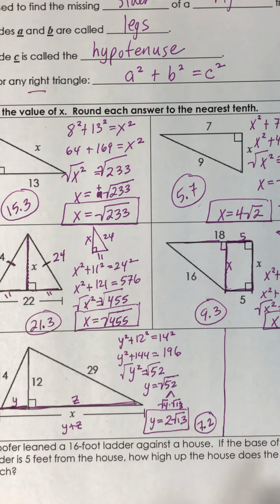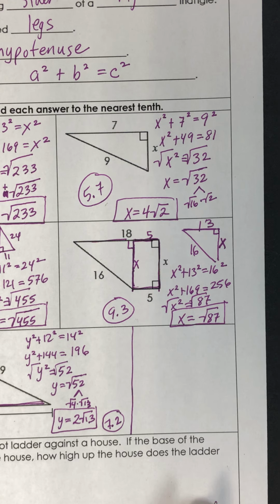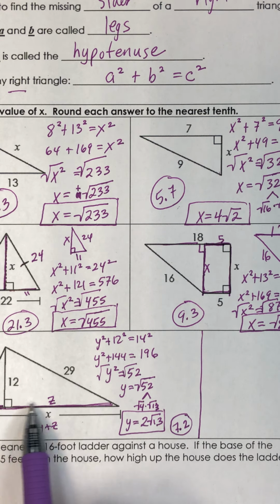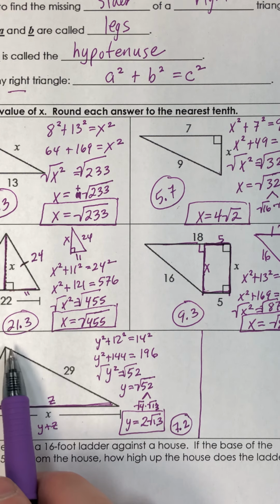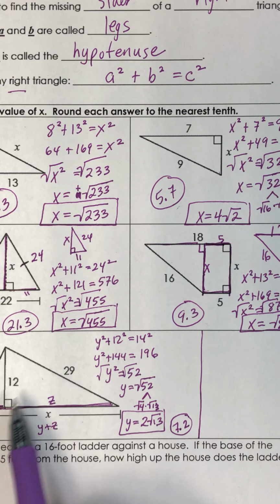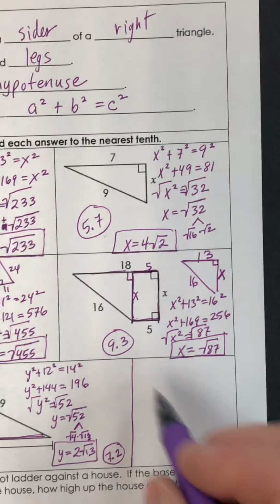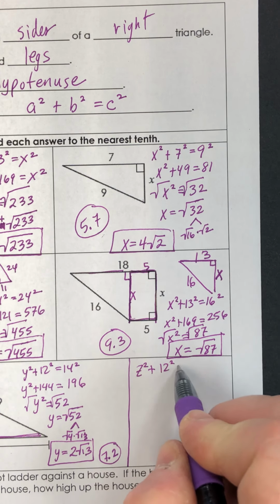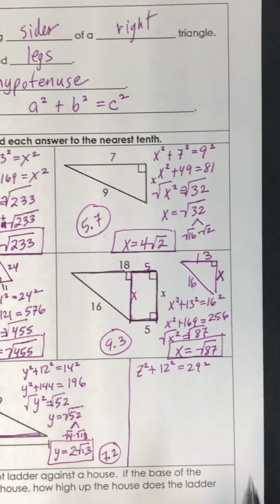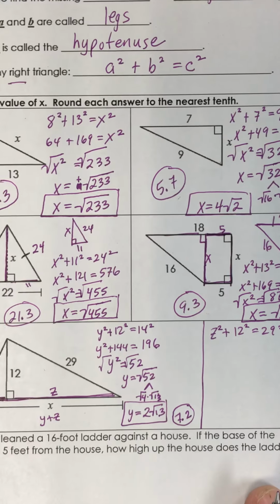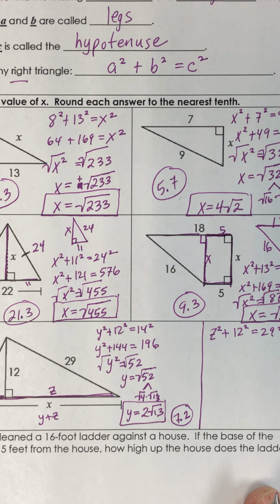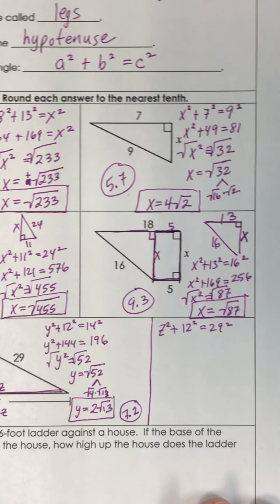Now I need the z part, so I'm going to move over here and do the z part. So my numbers are z squared and 12 squared is going to equal 29 squared. 29 is the hypotenuse. So z squared plus 12 squared equals 29 squared. Okay, does everybody see where I got those numbers? Looking at that part of the triangle, just the right triangle, the right side.